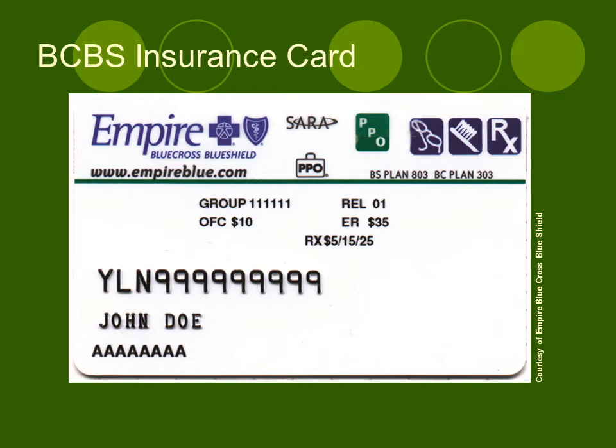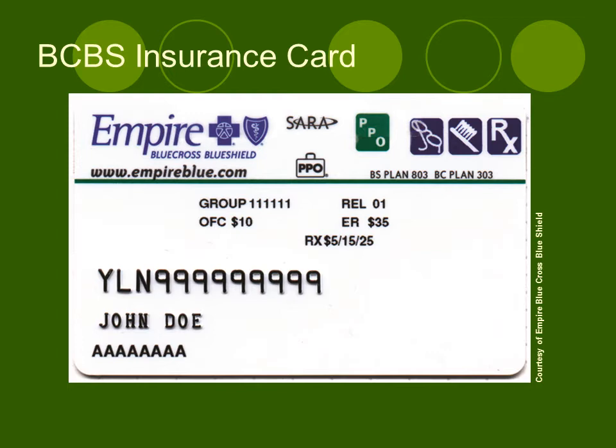Okay. Also, they have vision on this plan. They have dental on this plan. You can tell by the toothbrush. And then RX is prescription. So they have medical, vision, dental, and prescription.